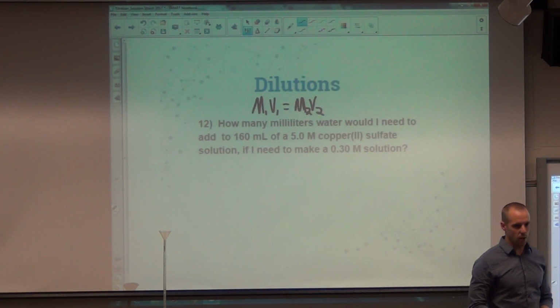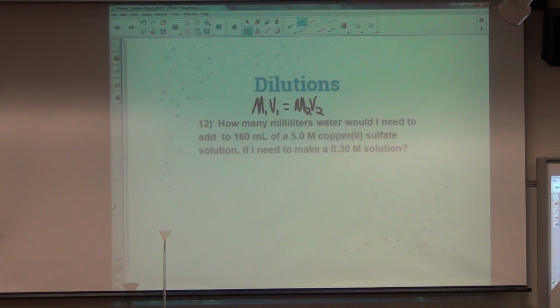The first thing I need to figure out is what our volume will be of that final solution. Keep in mind that I'm already starting out with 160 milliliters, so whatever answer I get for V2 here is not how much water I need to add. So we're going to take our M1, 5.0, multiply that by our number of milliliters, 160, and that's going to equal our M2, 0.30, times our V2, which is what we're trying to solve.